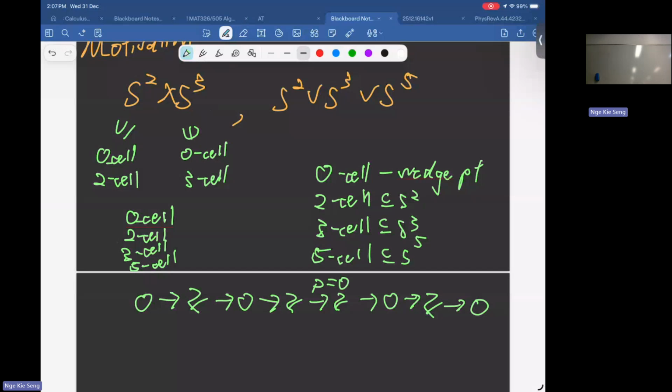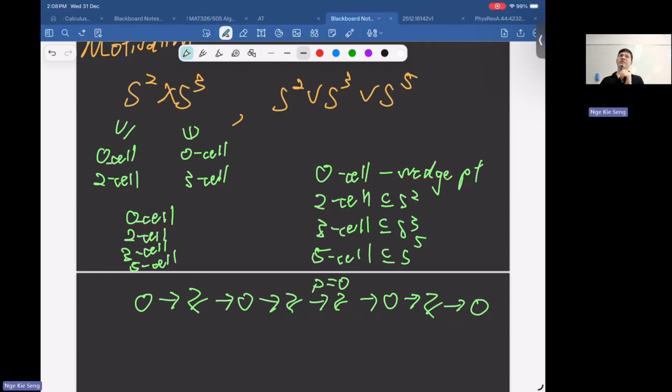There's no attachment map from the 3 cell to the 2 cell. It's just a cross product. You're happy with no attachment map? Yeah, for both cases there's no attachment map from the 3 cell to the 2 cell. So they have the same homology and the same cohomology.